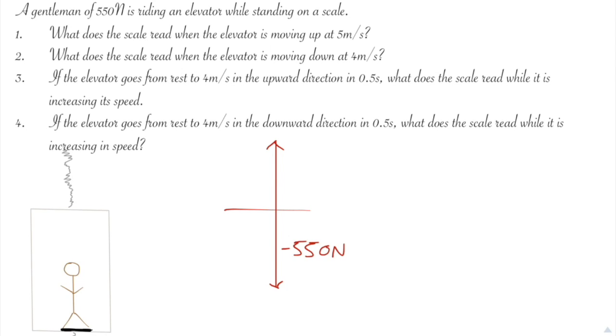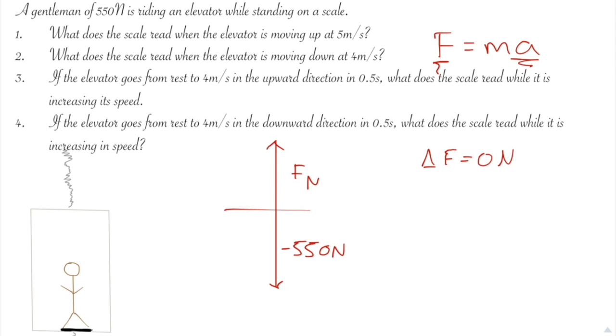So what does the scale read when the elevator is moving at 5 meters per second? If it's moving up at 5 meters per second, that means that it is not accelerating. We're given a velocity, so that means that we don't have a net force. So our net force is equal to 0 because our acceleration is equal to 0, right? So here's our equation. When our acceleration is equal to 0, our net force is equal to 0. But we can still use this information to solve for the components of the net force.